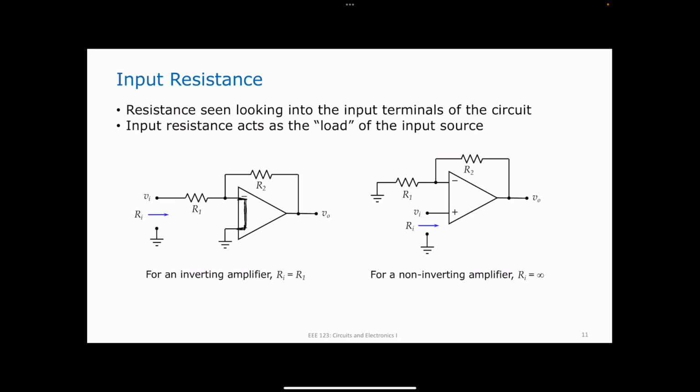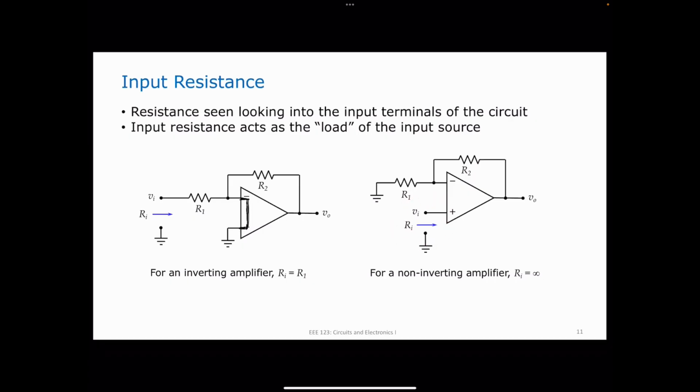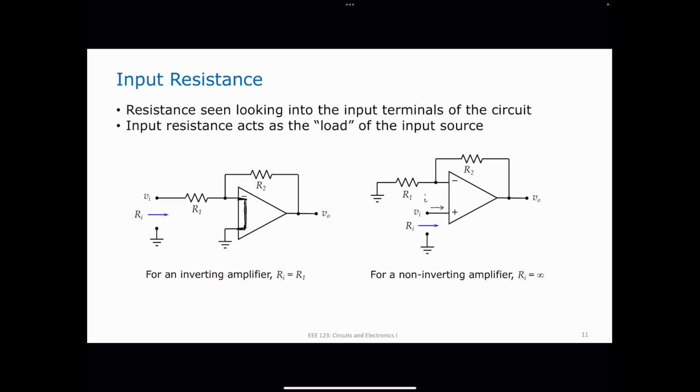But if you consider a non-inverting amplifier, so this is your non-inverting amplifier, what is the current here? This current I plus is equal to 0. In other words, this is an open circuit. So what resistance is seen looking into the input? What you see is Ri equal to infinity. In other words, if I connect this terminal to the output of another op-amp stage, that op-amp stage will not feel anything because this is an open circuit. So that's the importance of input resistance.